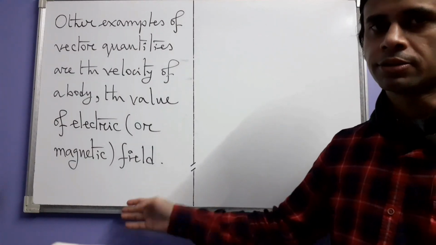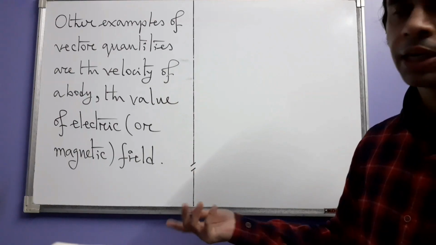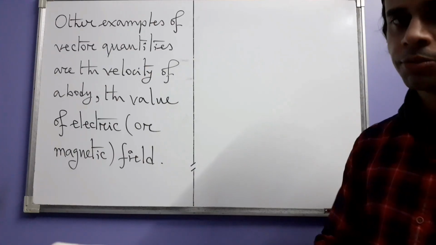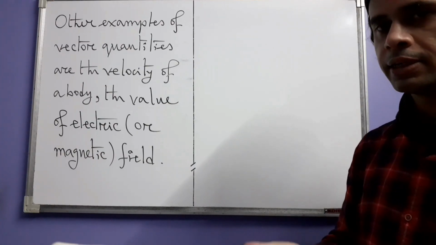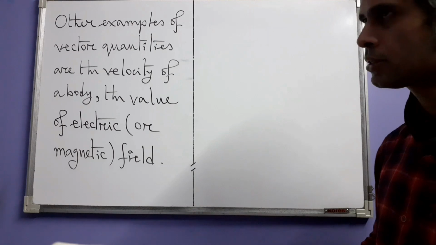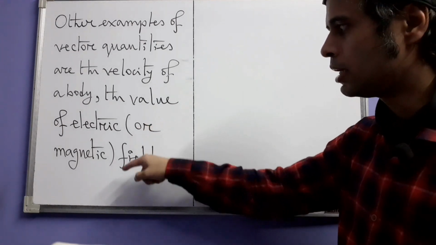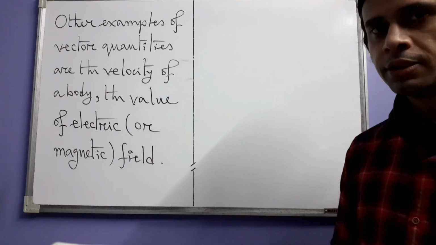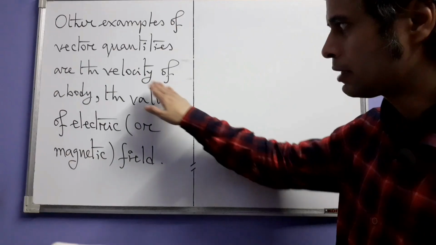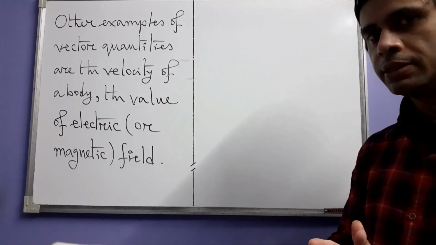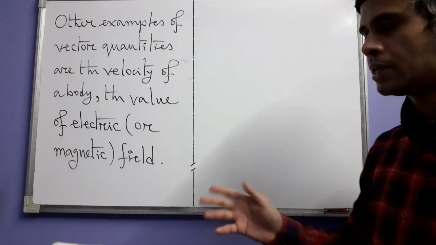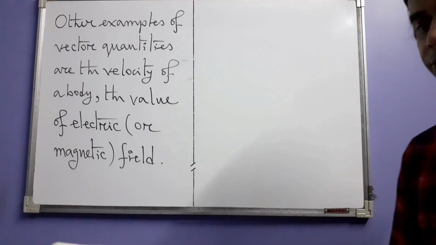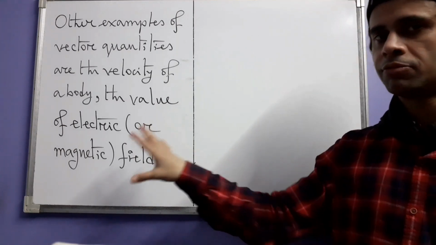Some other examples of vector quantities are also given by the author. For example, the velocity of a body which is moving, or say it's not moving, it's standing still with respect to some reference frame, but still it's a vector quantity. The value of electric or magnetic field in a given place where there is a source of this field. You may think that value means scalar, but there is a direction involved also. Okay, so these are some examples of vector quantities. And now we are going to define vectors. We have seen what vector quantities are.